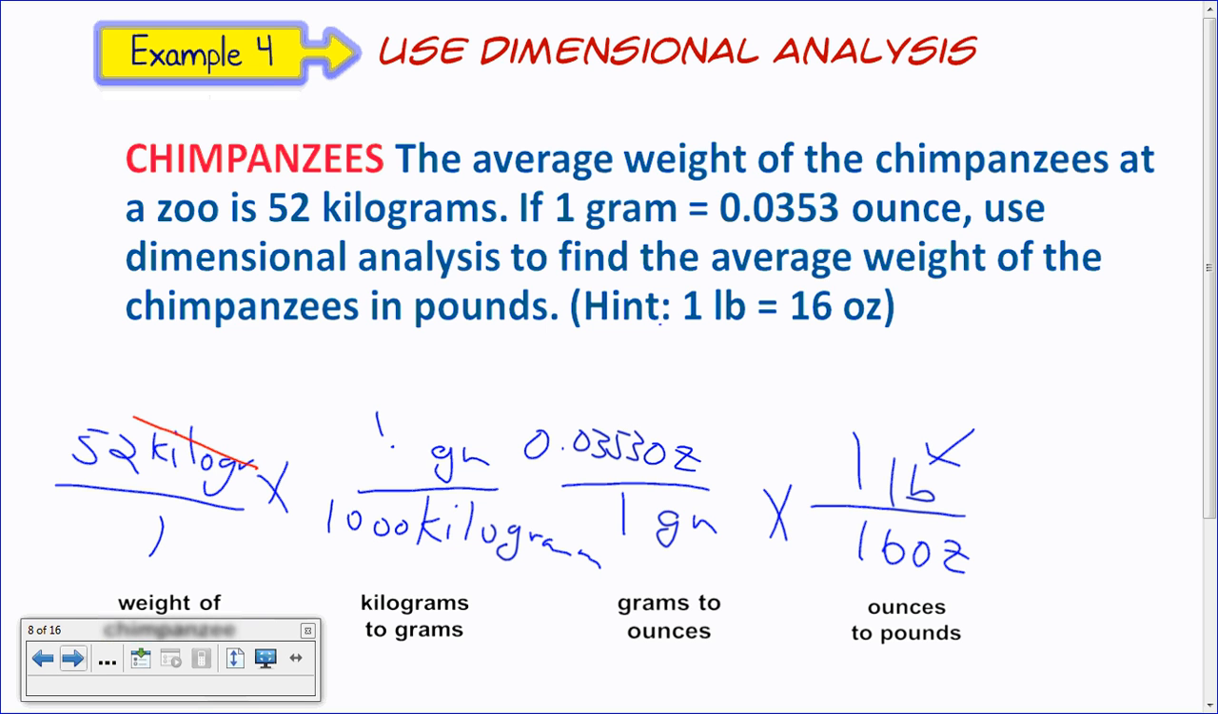Kilo cancels kilo out. Okay, right? Grams cancel grams out. One on top, one on bottom. With me? Ounces cancel ounces. What are you left with? No, what are you just left with? Your units of measurement. Pounds. So now what you need to do is multiply 52 times what?